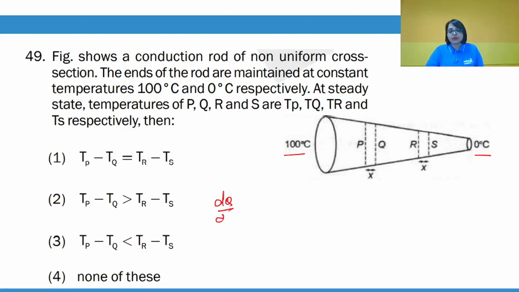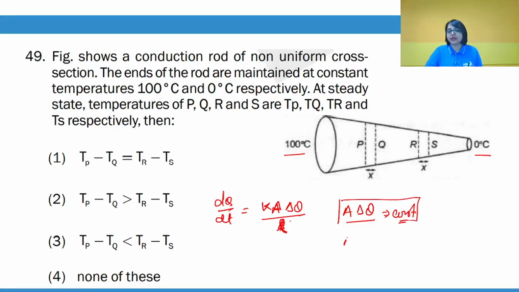dQ by dt is equal to a constant, and it is equal to K A delta theta by L, right? Now this value should be constant. That means if K and L are constant, then A delta theta should be constant. But A is decreasing, so in order to keep this term constant, delta theta should increase. That means TR minus TS will be more than TP minus TQ, which is option 3.